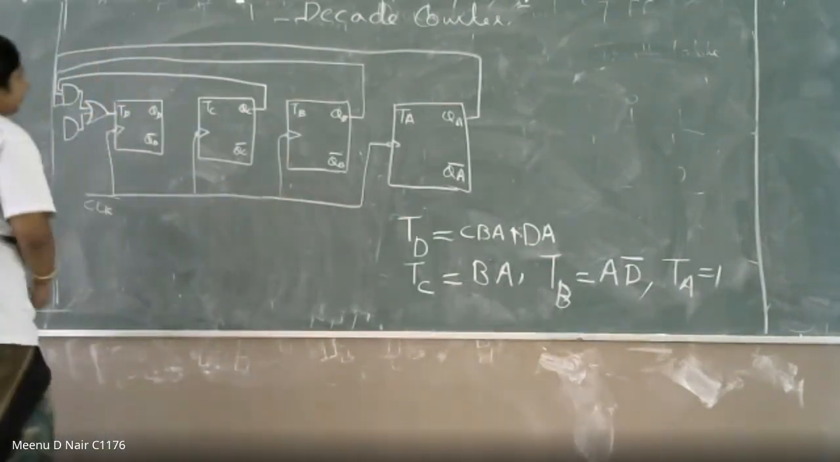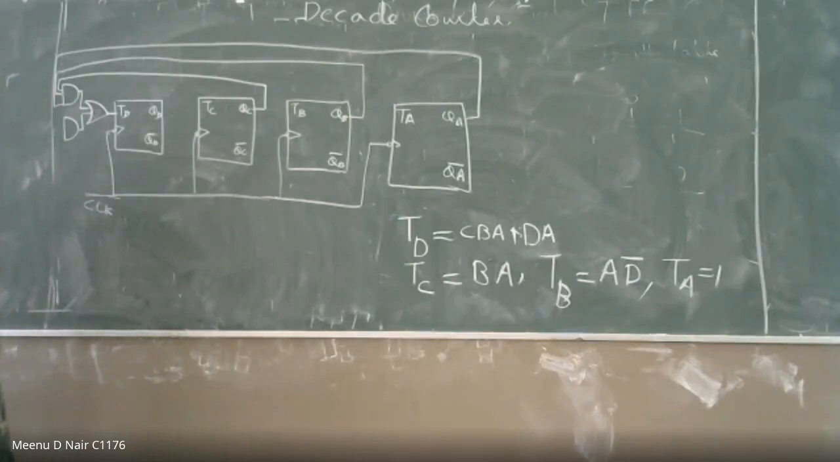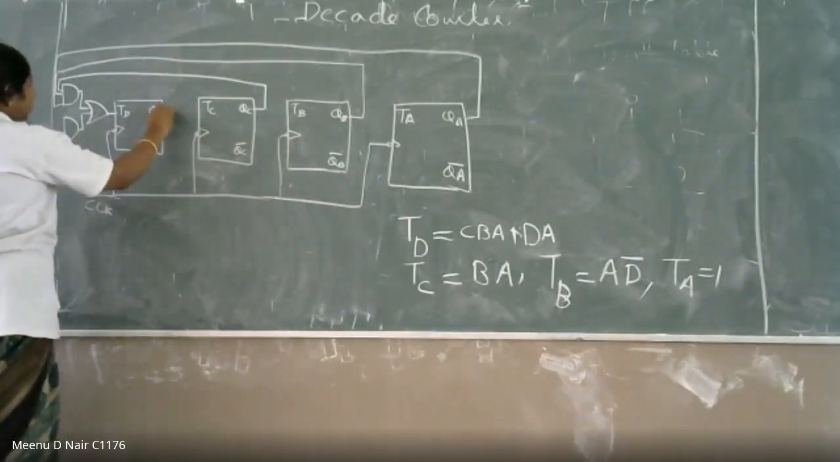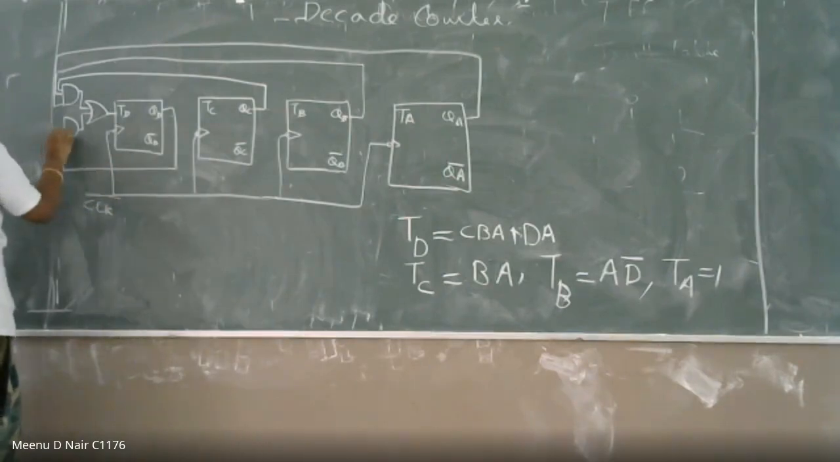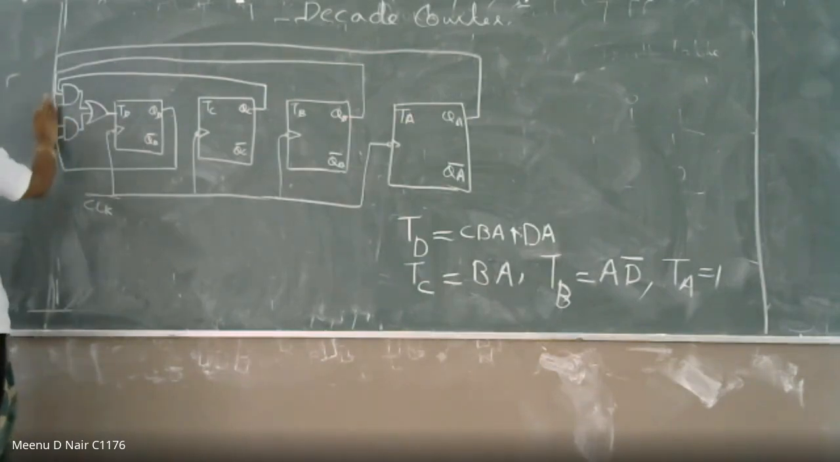Plus D A. D A you are connecting here. D, and which one is A? The last one is A. Okay, A is connected here.